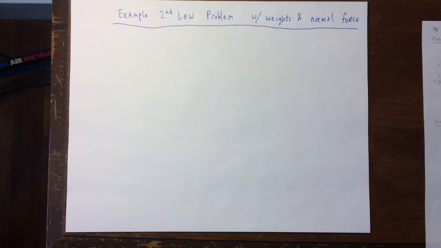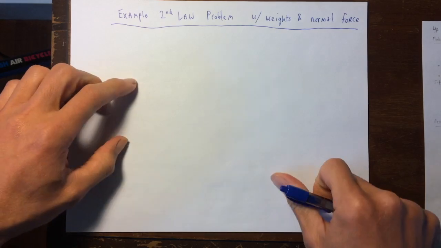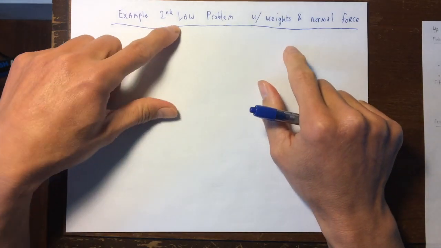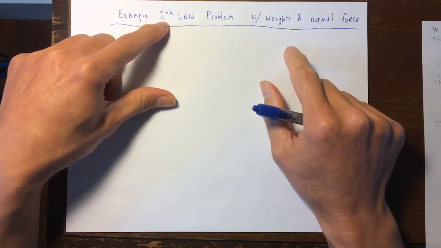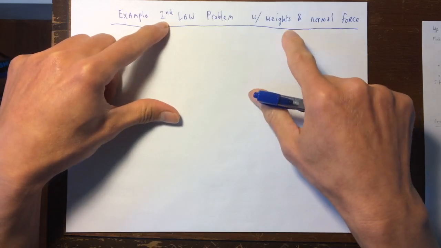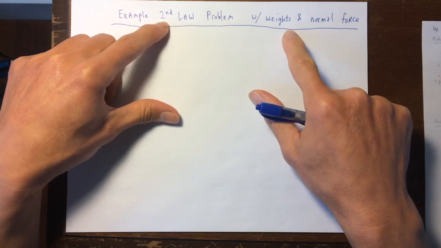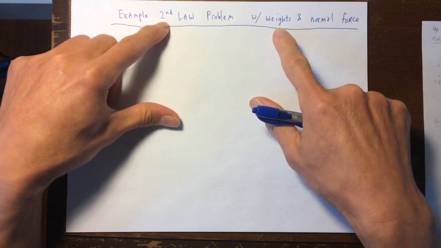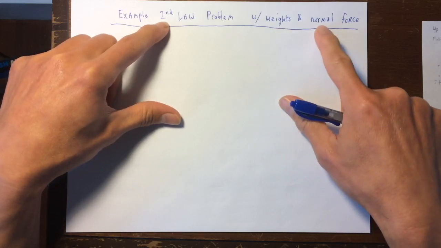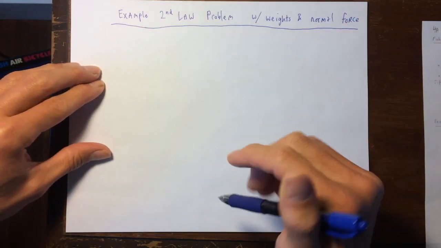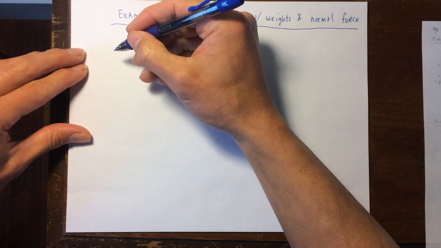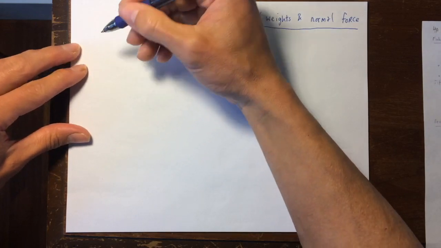This video is an example problem where we're going to use Newton's second law to solve the problem, or as the backbone of the solution of the problem. But within the problem, we're going to have to model the situation with a whole bunch of different weights and a slew of normal forces. So this problem, it's just an example.